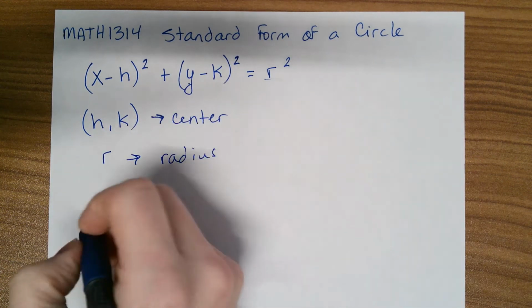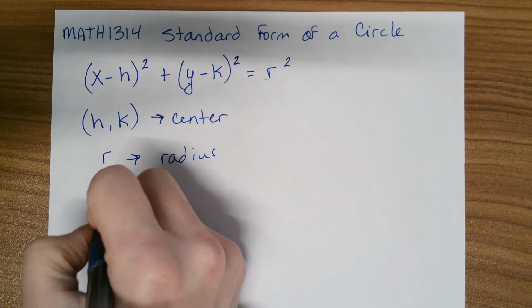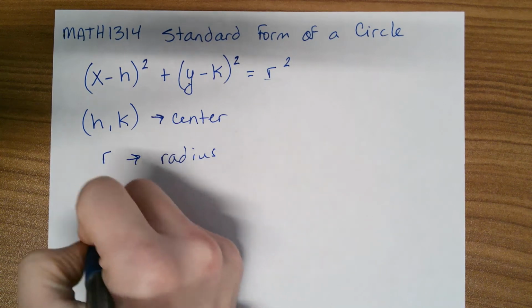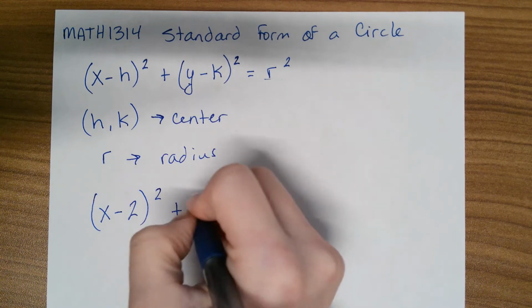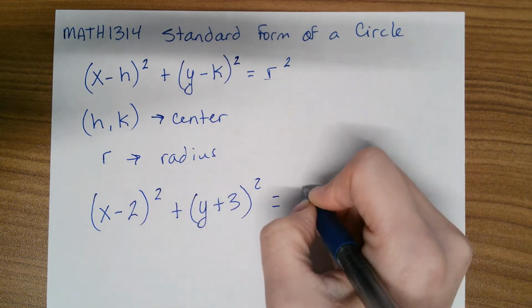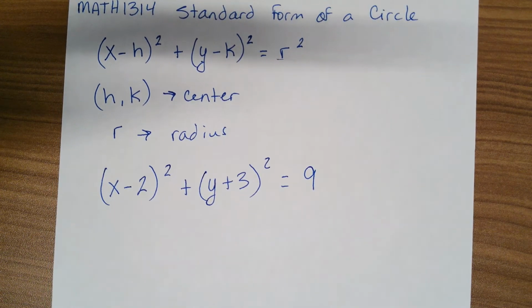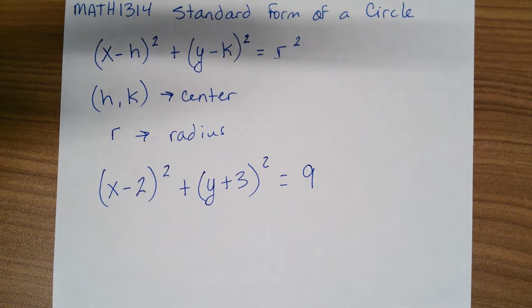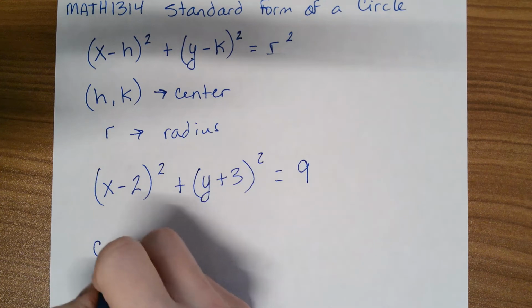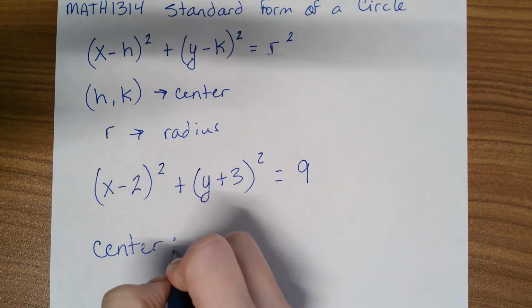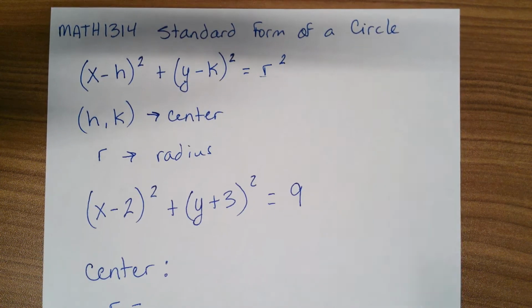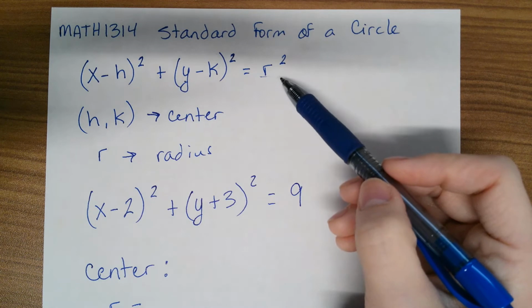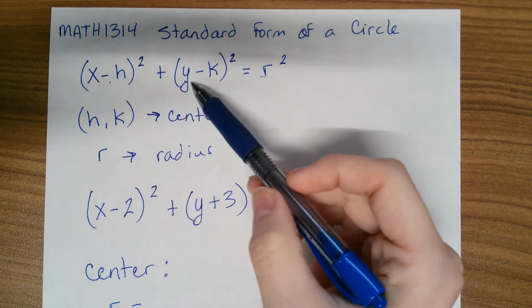So let's say I have (x minus 2) squared plus (y plus 3) squared equals 9. So I have here the standard form of the equation of a circle, and I want to know what is the center of this circle and what is the radius of my circle so that I could graph it maybe. So keeping in mind what the actual equation looks like and that I have these minus signs.